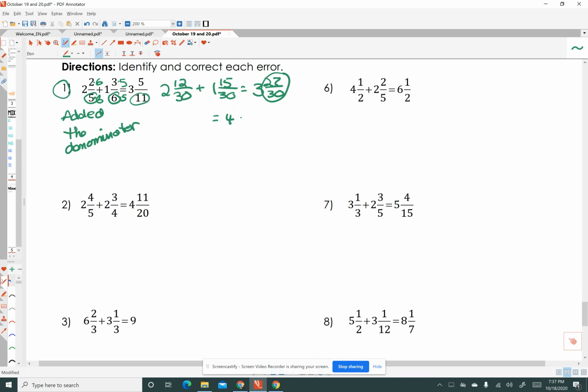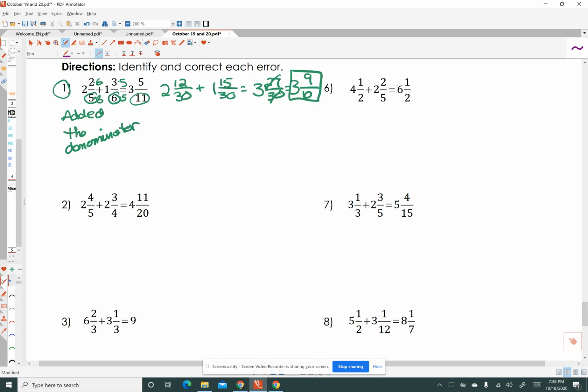Nope. No, that's right. It's still 3. It's not improper. Getting tired, guys. Sorry about that. 3 and 27/30. We have to simplify it, but it's not improper. So both 27 and 30 are divisible by 3. 27 divided by 3 is 9. 30 divided by 3 is 10. So 3 and 9/10.